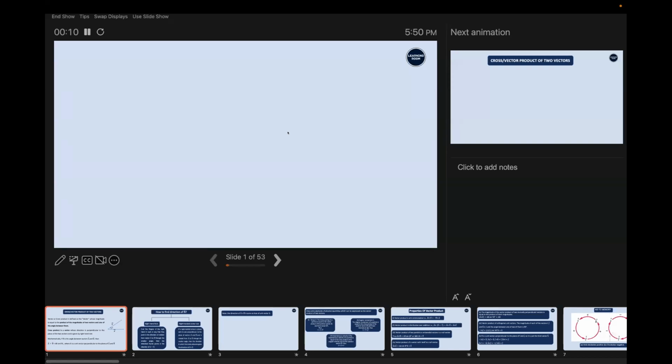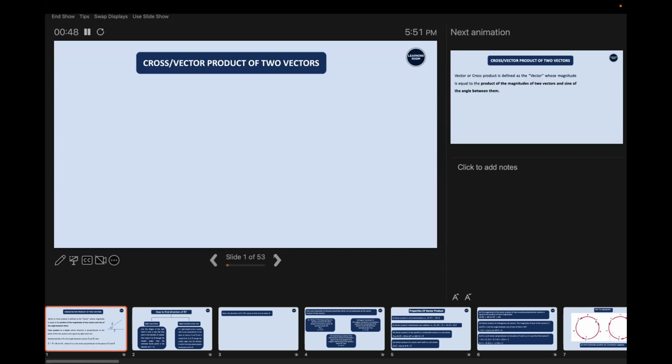So in a previous lecture, what did we discuss? We were discussing the dot product, or scalar product, of two given vectors. In this class, we are going to see the next part of this chapter. That is, we are going to see what is vector or cross product. So the name of the topic is vector or cross product of two vectors.